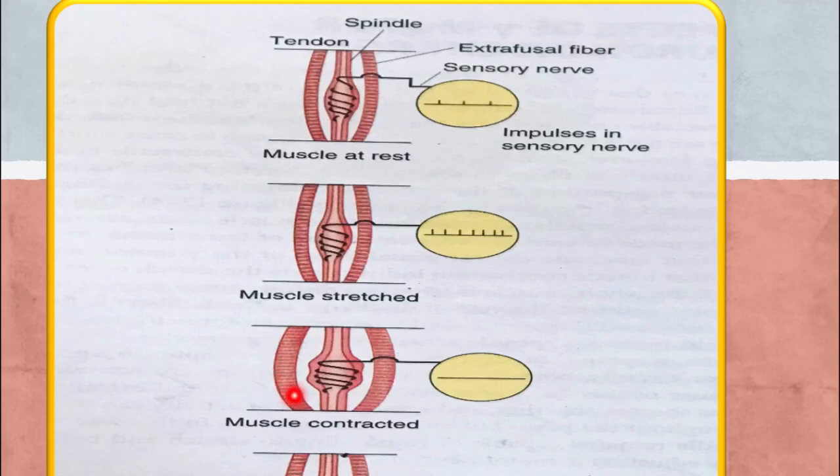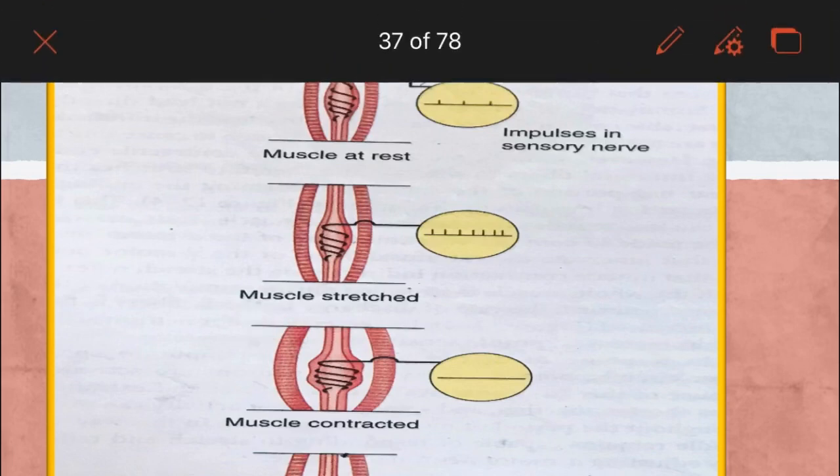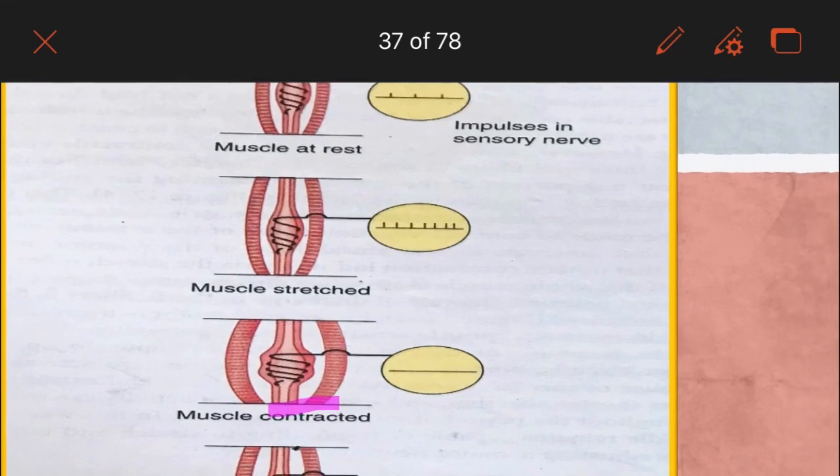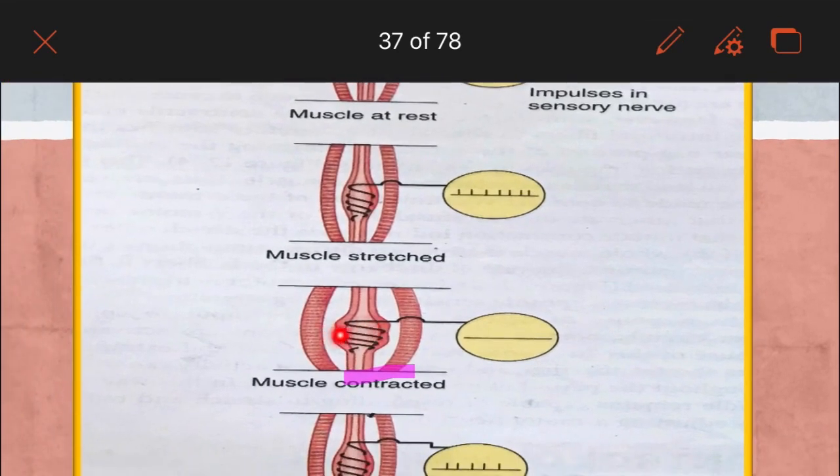There will be the contraction of this extrafusal fiber. Because of the contraction of the extrafusal fiber, this part, we can say, will move downward and this will move upward. So, what is happening to the muscle spindle? It is relaxing. This muscle spindle is relaxing, and because of the relaxation, the sensory fibers are not generating any impulses. So, there is a straight line, no fluctuation, no waveform.